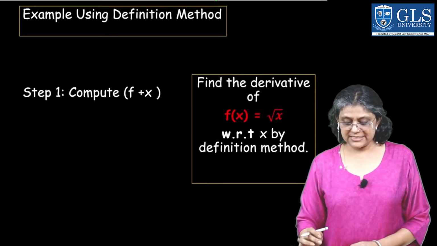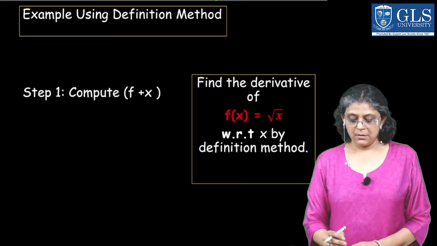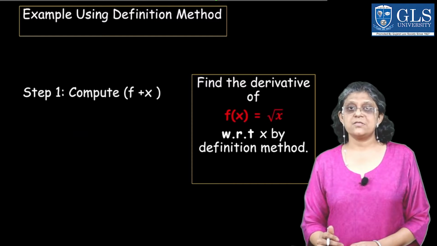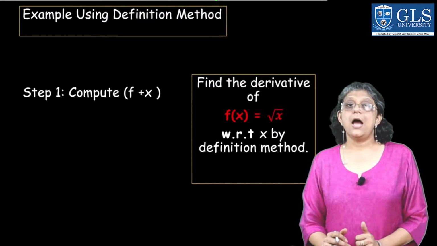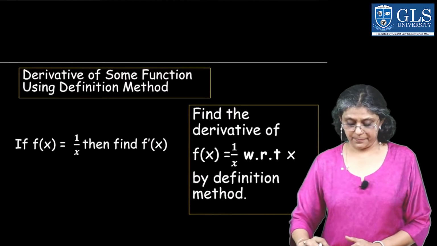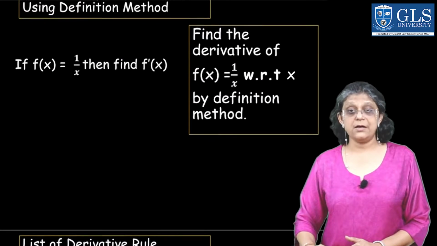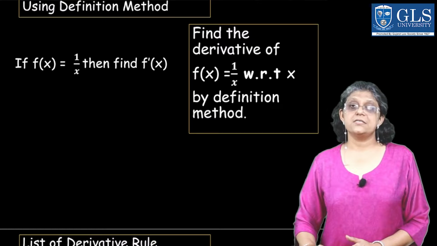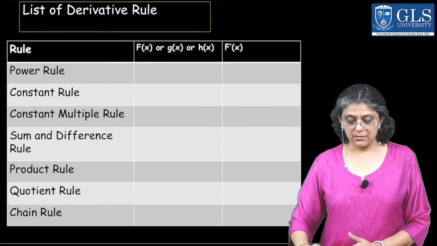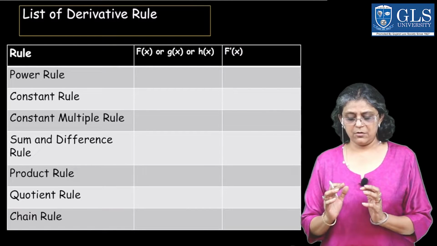A very small example: if f(x) is equal to root x, that is, the square root of x. I think we will be doing this sum, and we are going to understand all the steps. This is another sum where f(x) is equal to 1 upon x. Moving ahead, I think we have the formula.